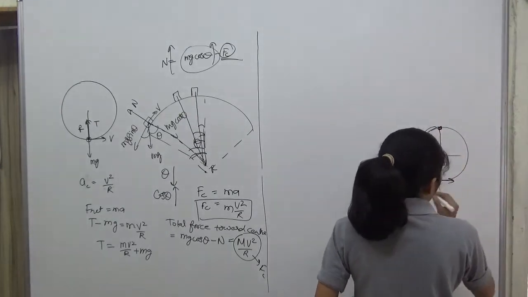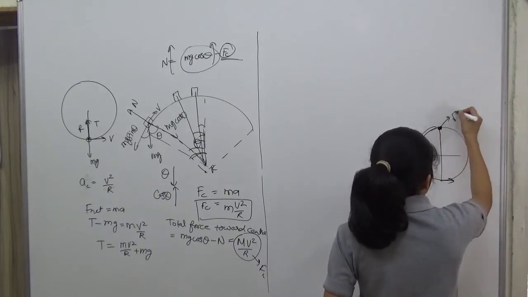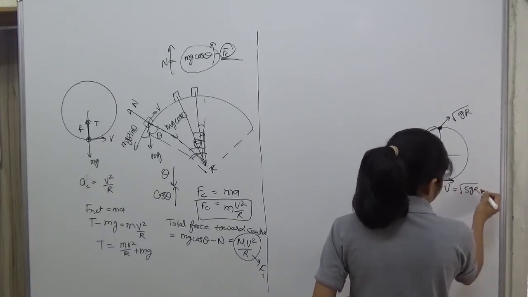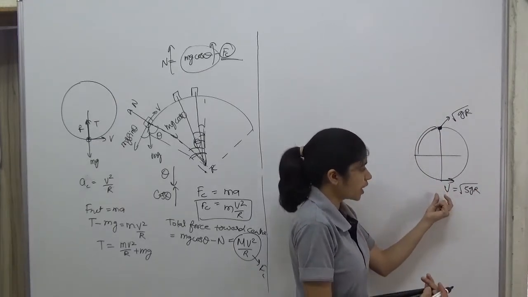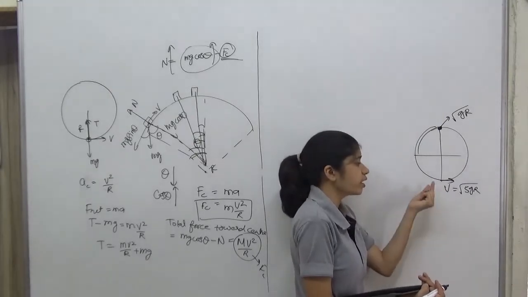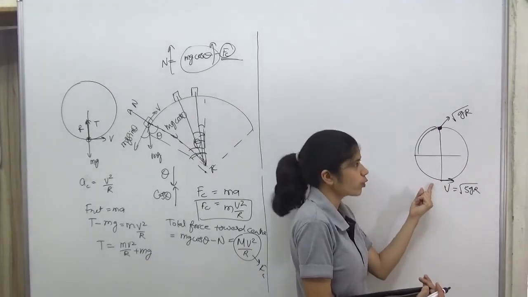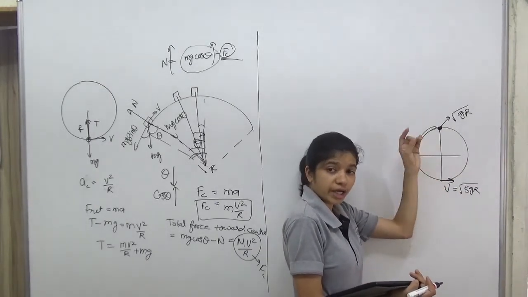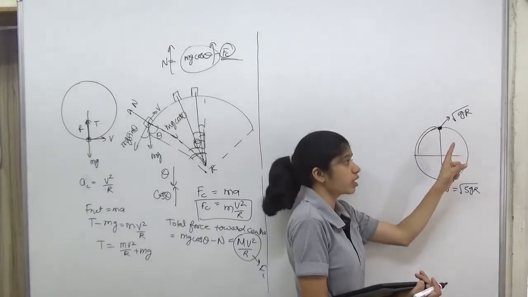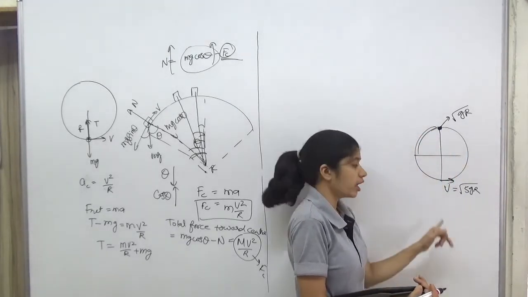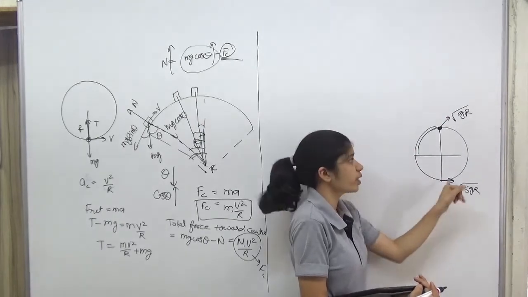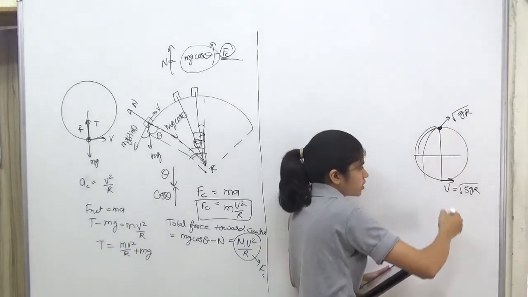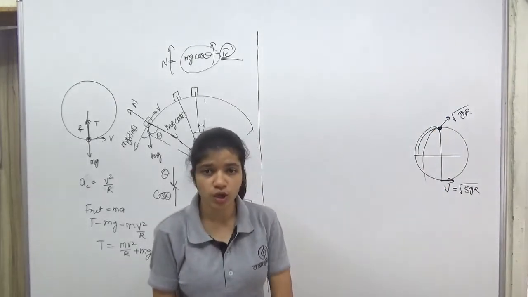If it was projected from here, the minimum speed required at this point is root gr, and minimum speed required at this point is root 5gr. So if you provide an object a speed equal to root 5gr at the bottommost point, it will have speed equal to root gr at the topmost point, and it is the minimum or the critical condition for which it will be able to complete the circle. If you reduce speed at this point, speed will get reduced at this point and it will not be able to complete the circle. It will fall something like this. Clear? So root gr is the velocity required.